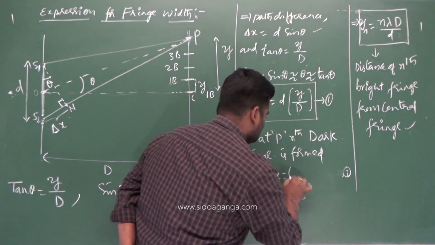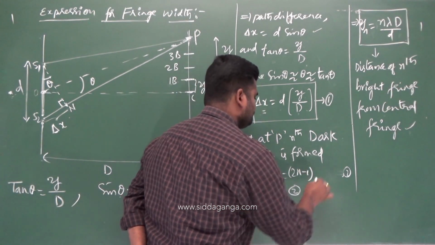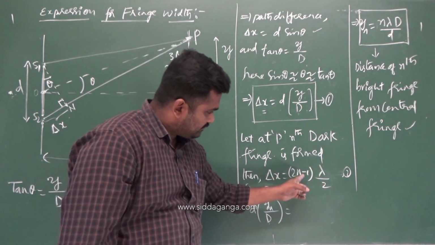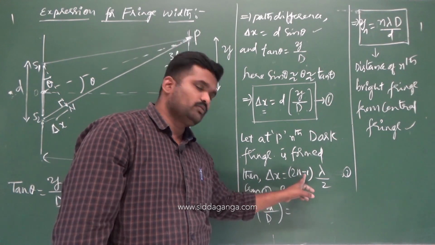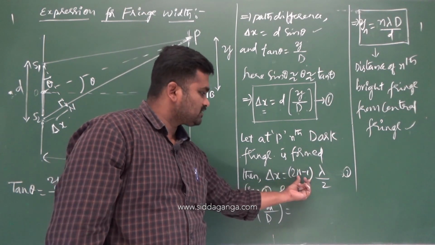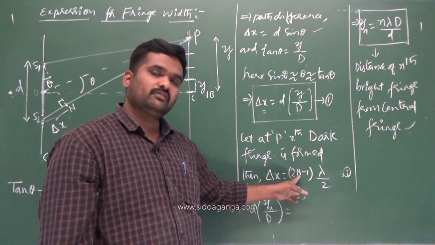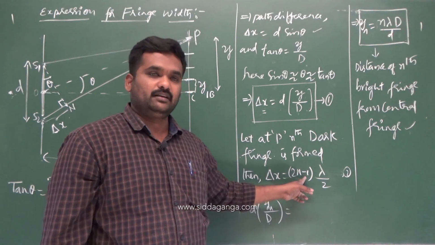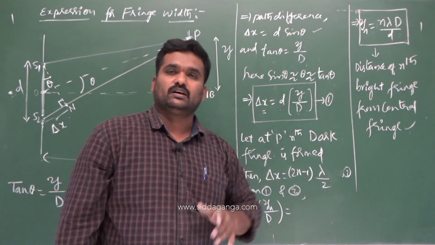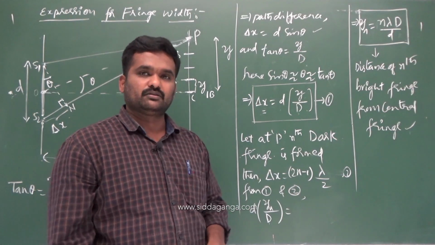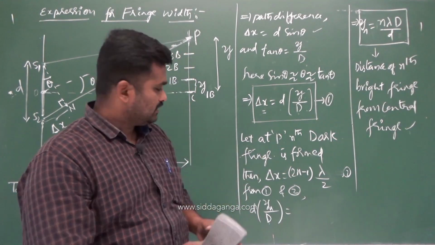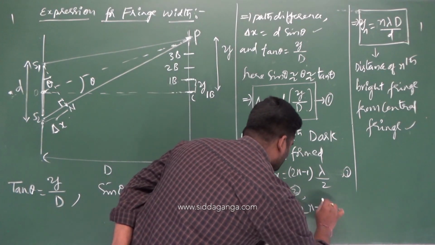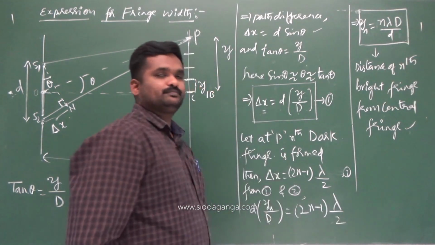What we have written? This is 2n minus 1 into lambda by 2. I told you on that day, it can be 2n plus 1 or it can be 2n minus 1 also. If I write 2n minus 1, n values will start from 1, 2, 3 and so on. If I say 2n plus 1, n values will start from 0, 1, 2, 3 and so on. Why is it so? I will explain now. First I will arrive at the equation, then I will write. So this is delta x equals 2n minus 1 into lambda by 2.